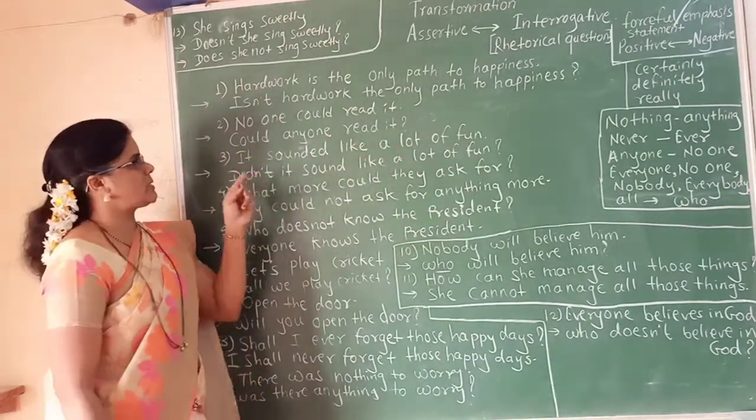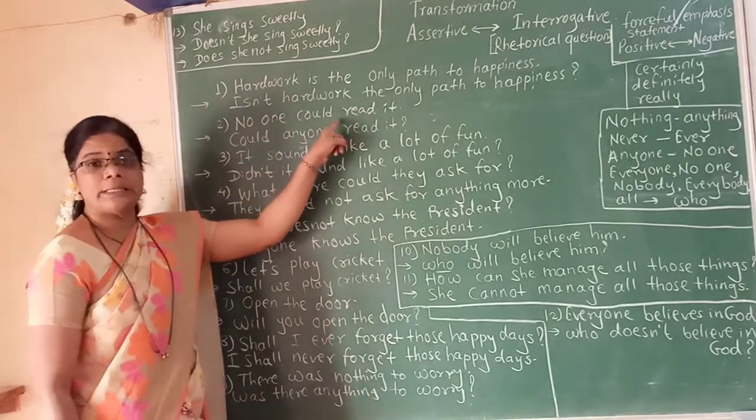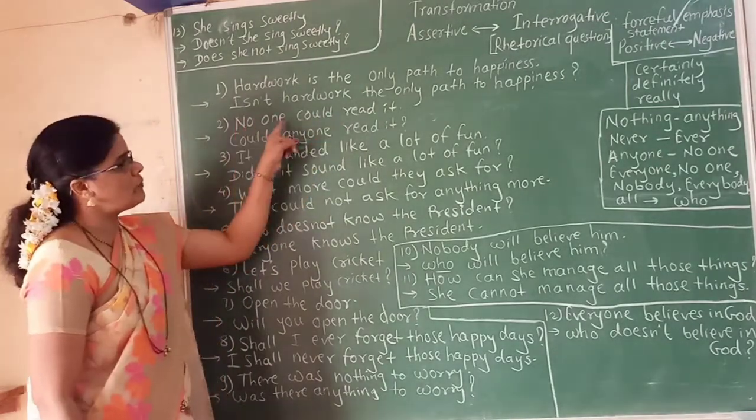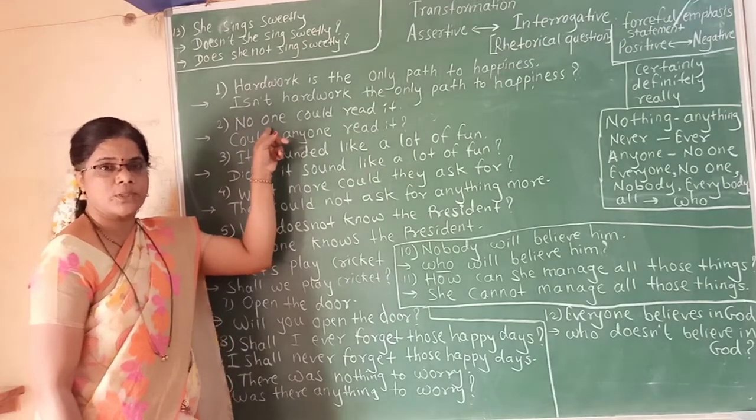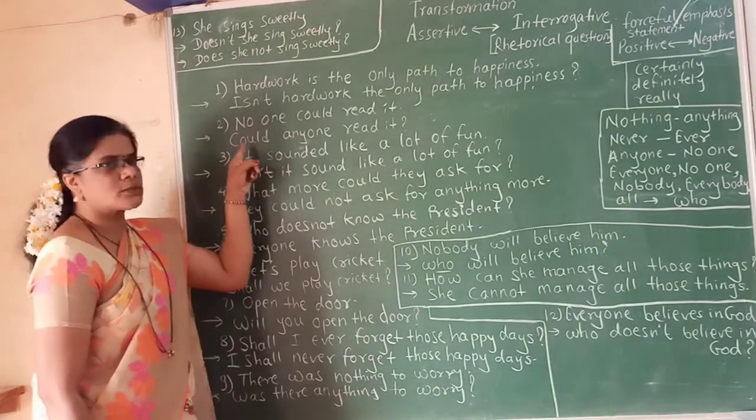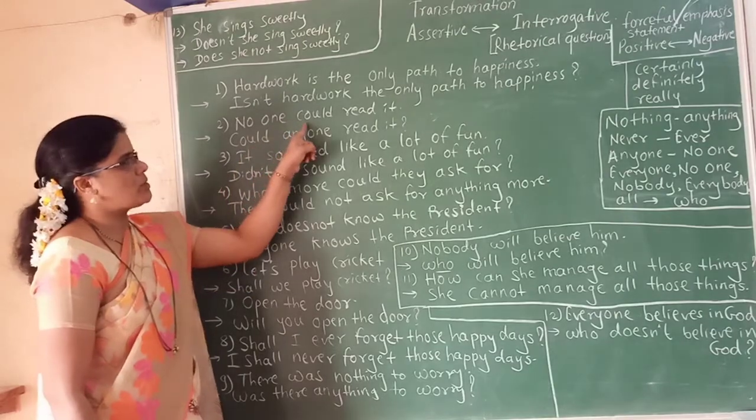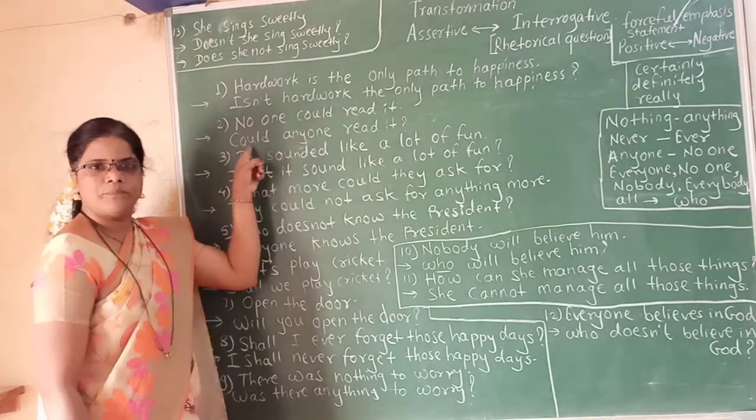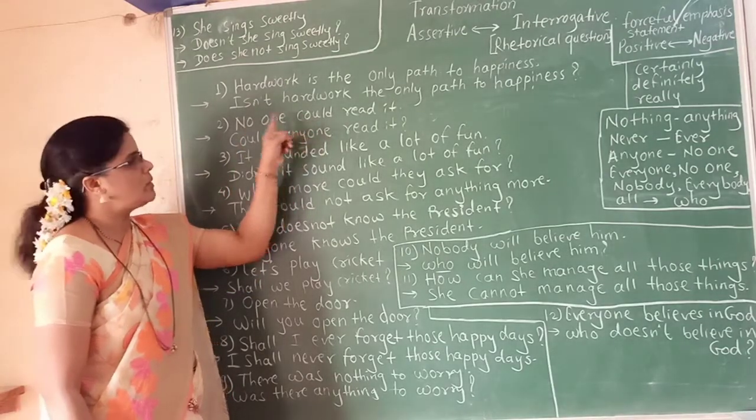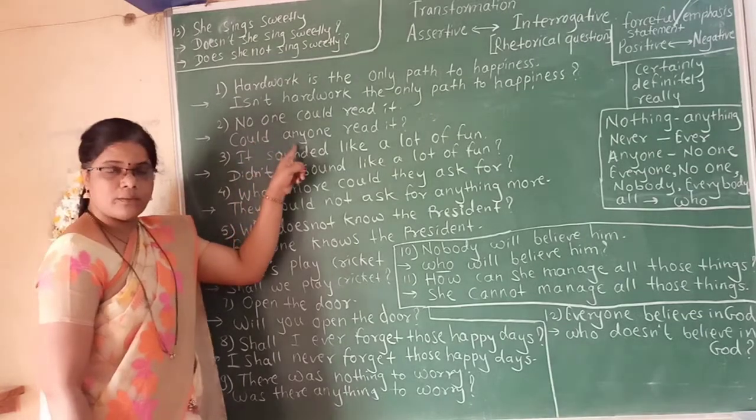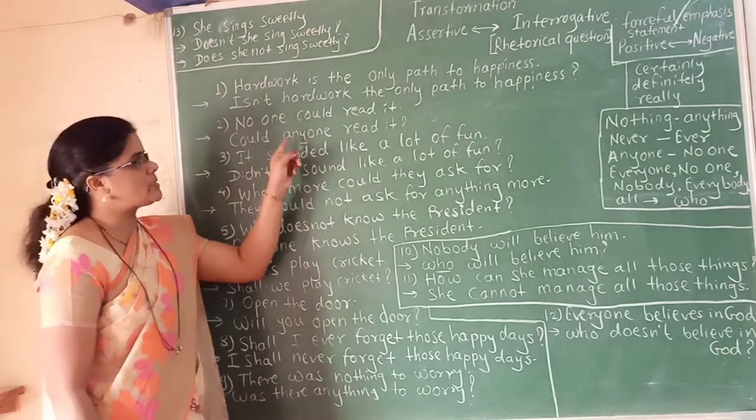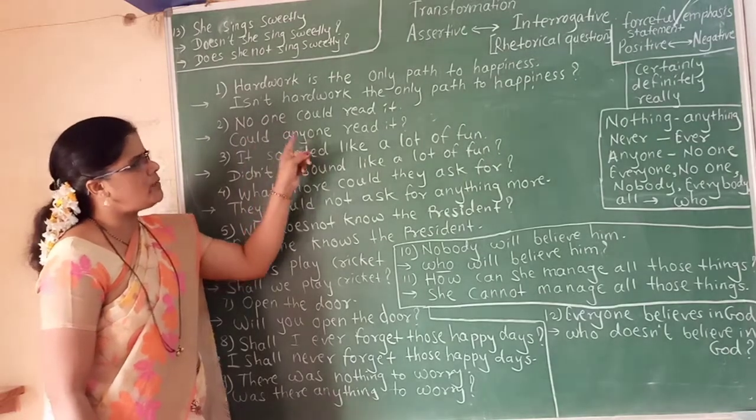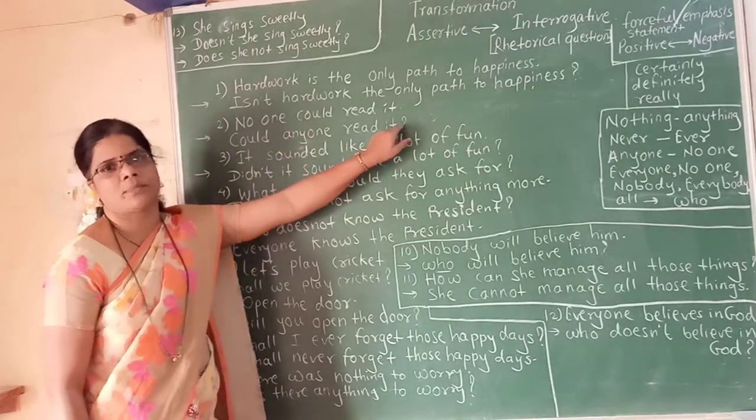Second sentence: No one could read it. See here, no one could read it. No one, a negative word, is used. So here we have to use could, because an auxiliary verb is given. Modal auxiliary verb could. Could anyone. Instead of no one, we have to use its positive word, that is anyone. Could anyone read it? Question mark.